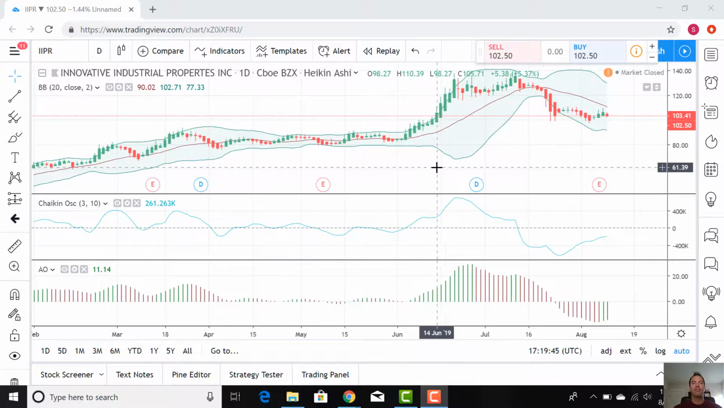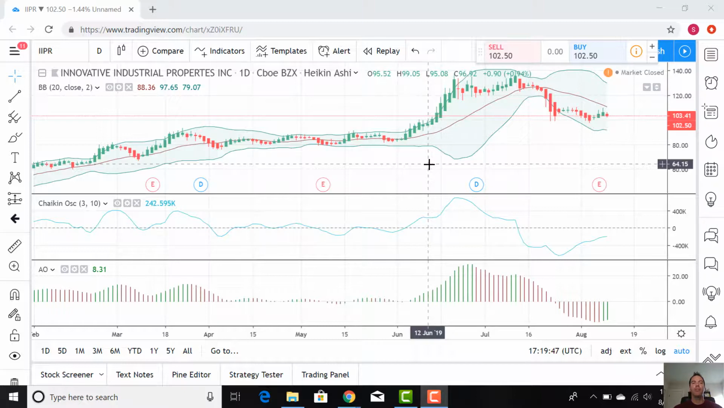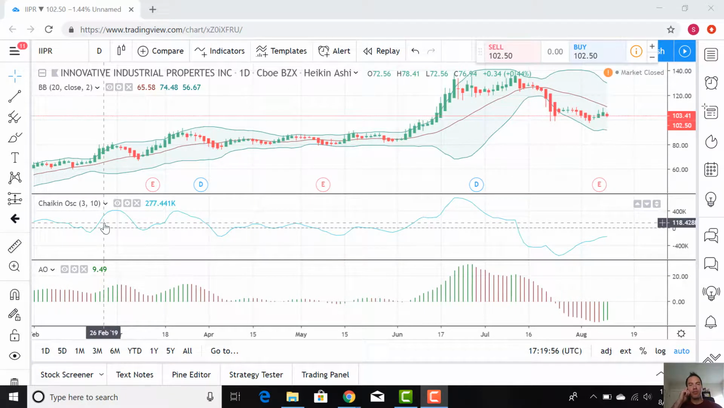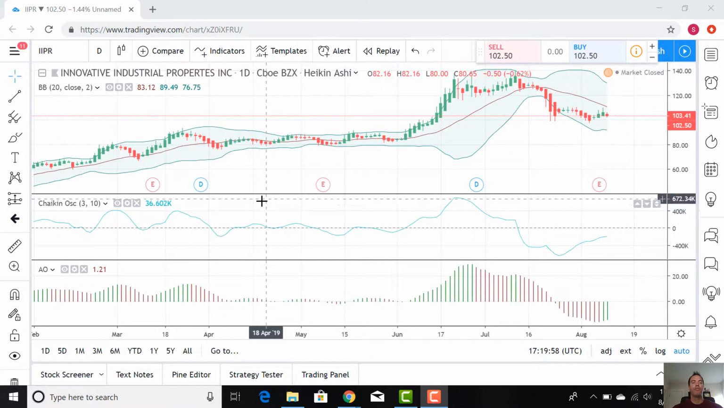But when do we actually get out of a trade? We spend a lot of time talking about when to get in a trade. When do we get out? So here we're looking at the Chaikin oscillator as well as the awesome oscillator, and we've looked at these indicators a number of times before.